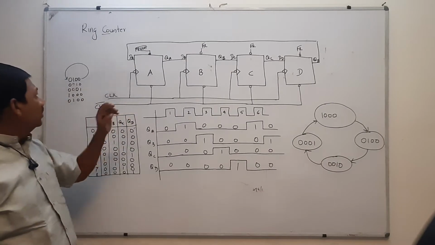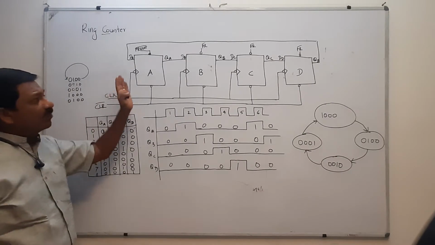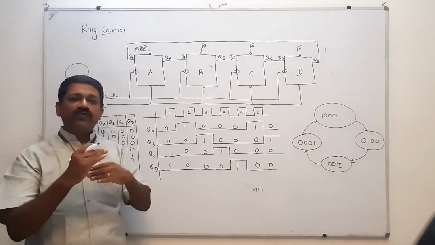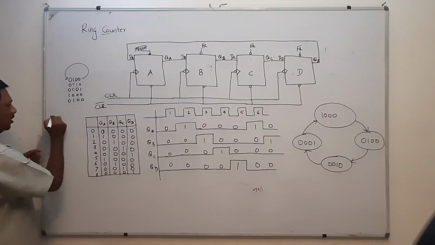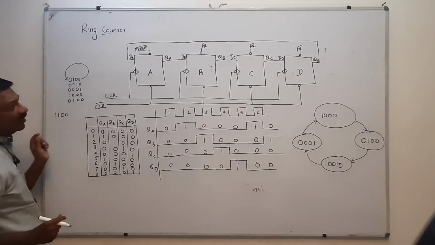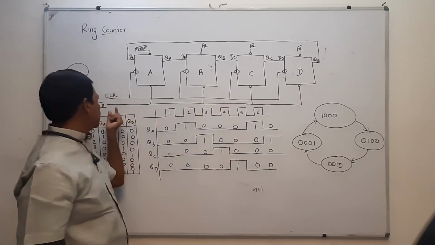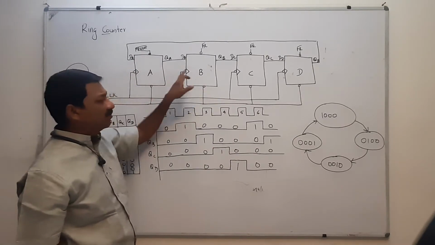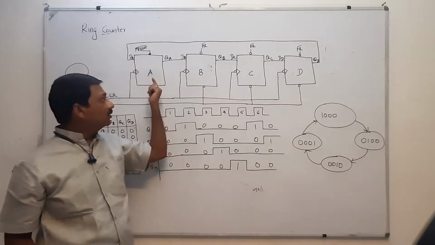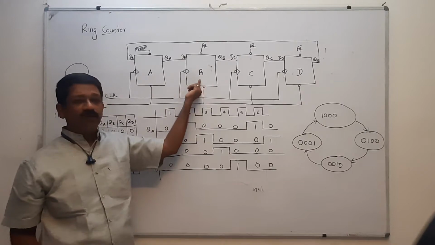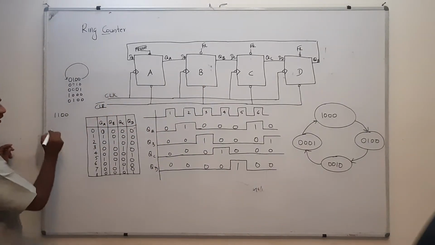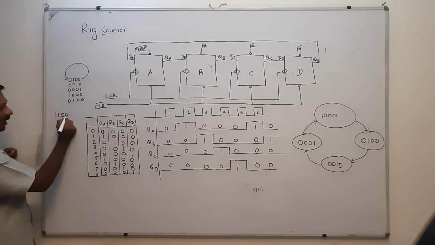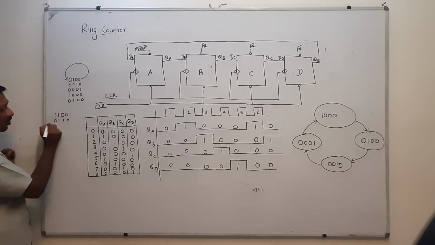Suppose you are starting with 1, 1, 0, 0, and you want to count from 1, 1, 0, 0. What will happen? After clearing this using the clear signal, the preset signal is applied for the first two flip-flops A and B. Then the content of flip-flops A and B will be set as 1 and 1. After that, when the clock is applied, this one will go here, this 0 comes here, and this 0 will go back to the initial position.